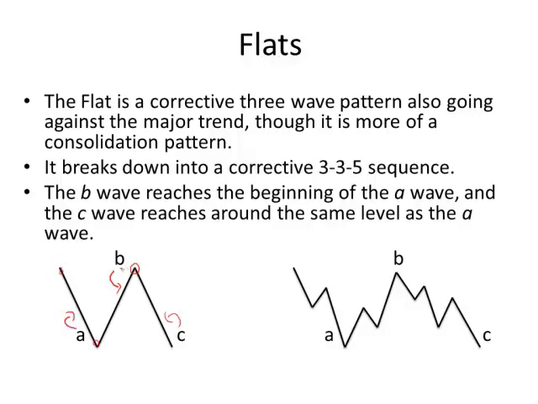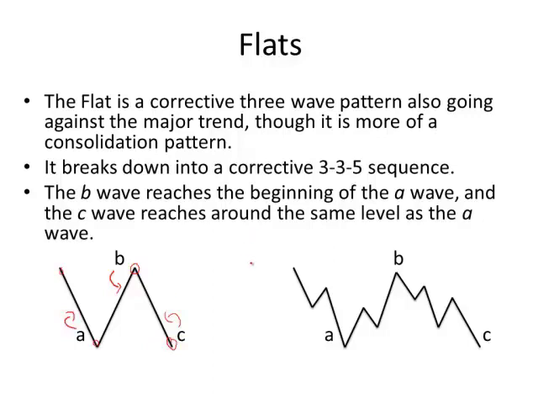So this level here should be around equal to this level here. If you remember the zigzag, the B wave only went up to, didn't go all the way up. Following that, we have the C wave, which goes from here to down here, and this should reach around the same level as the A wave here. So this should be at the same level as here. So that is what the flat pattern looks like.